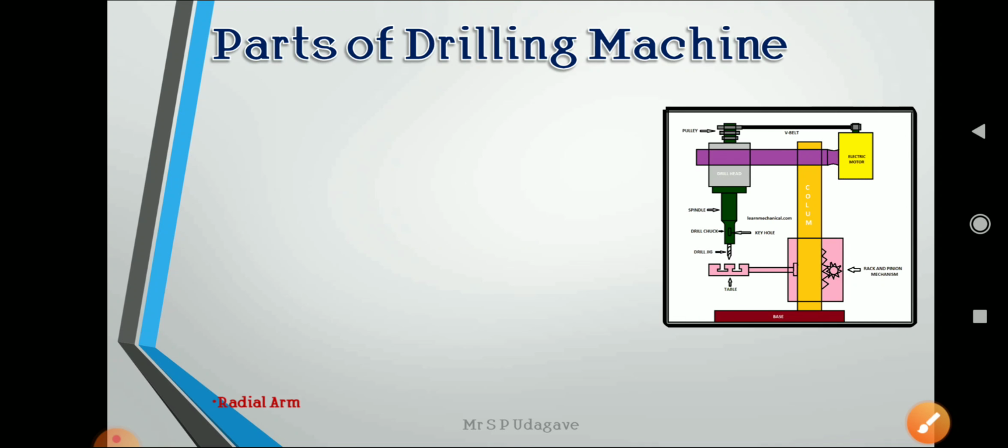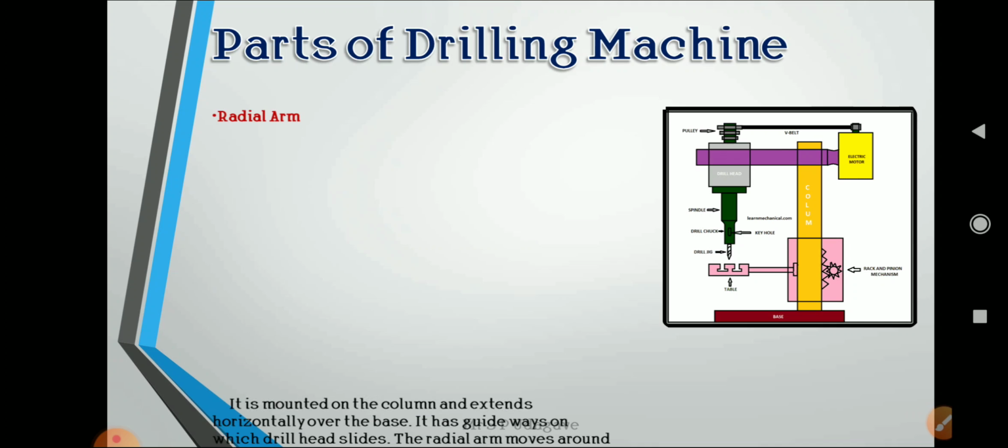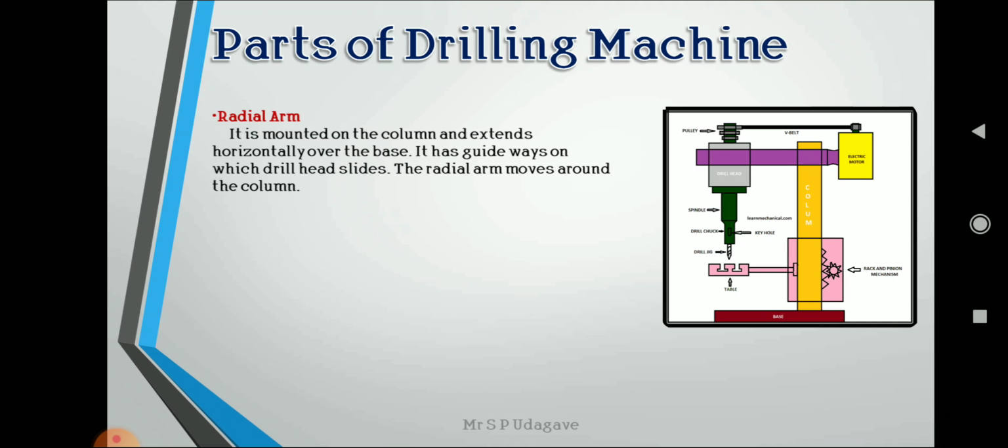Next one, the radial arm. In this figure you can see the radial arm. It is mounted on the column and extends horizontally over the base. It has guideways on which the drill head slides. The radial arm moves around the column through 360 degrees.